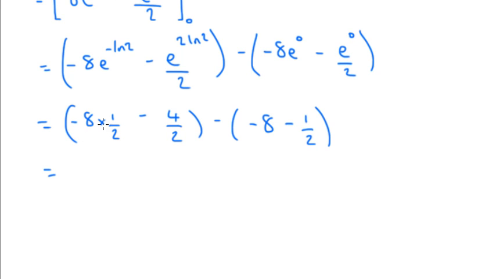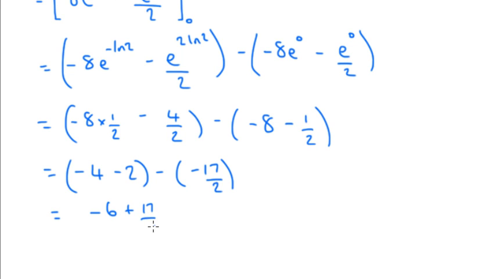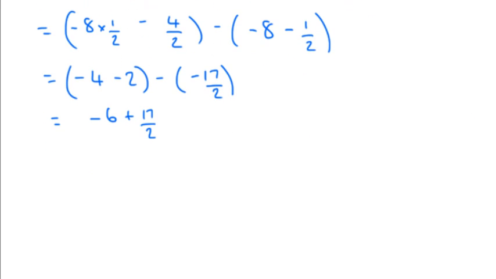So we've got -8 times a half, so that's -4. Take away 2. Take away -8 minus another half. So that's -8.5 or -17 over 2. Which comes out at -6 plus 17 over 2. And that is 5 over 2. This 17 over 2 is 8.5, so -6 plus 8.5 is 2.5 or 5 over 2.